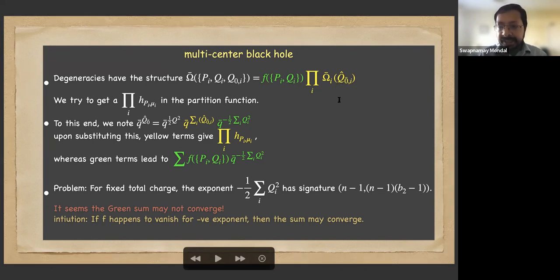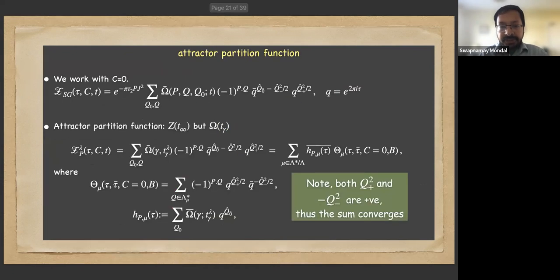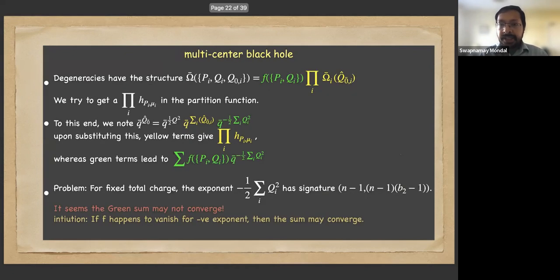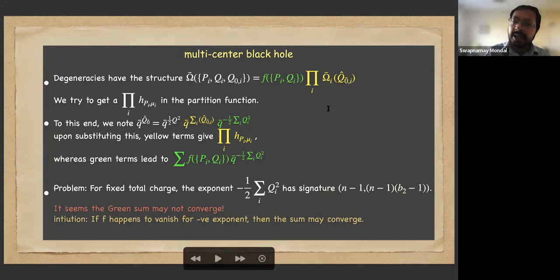Now, just like this H knew about this omega bar, here you have a product of these omega i's. So you try to massage the partition function such that you also have a product of these H's. That's a natural thing to try.